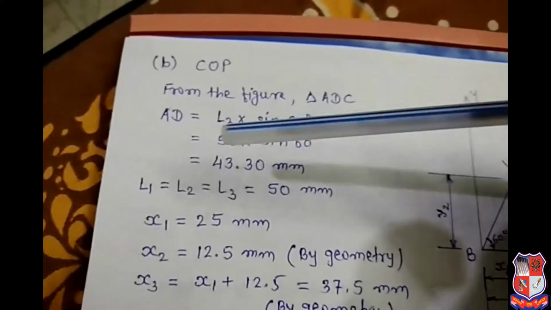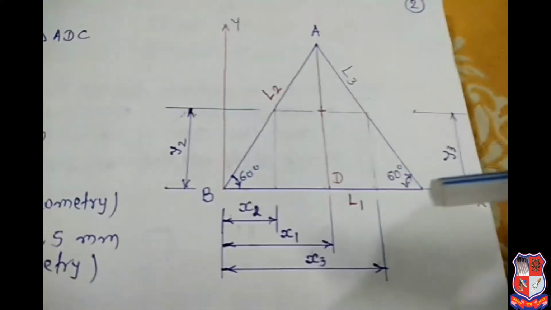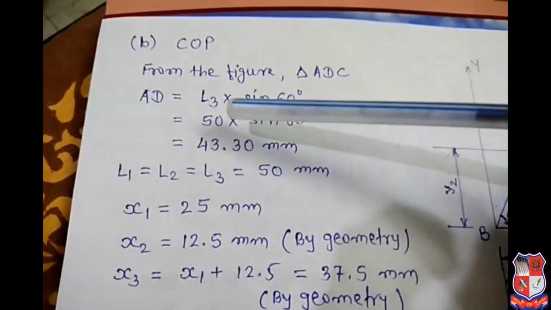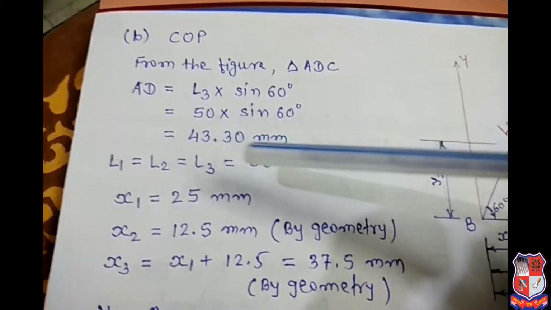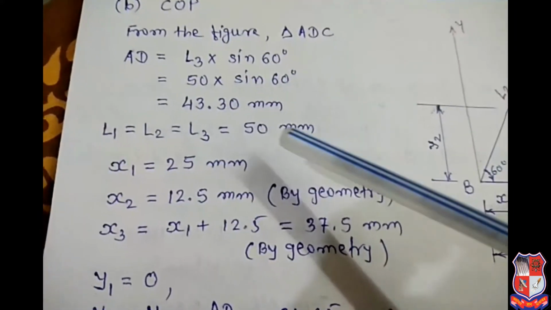Okay. And from that triangle, if I apply sine 60, here this angle is 60, that will be AD upon AC. So from that trigonometric equation, we can easily find the AD. This will come around 43.30. So your L1, L2, L3 is given 50.